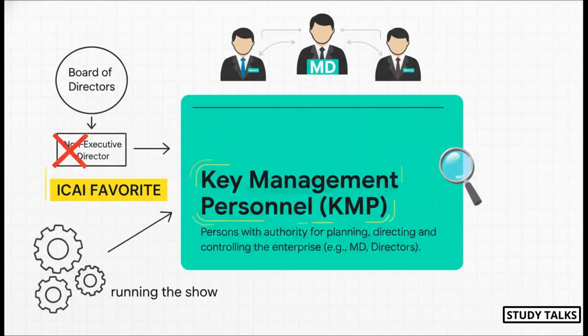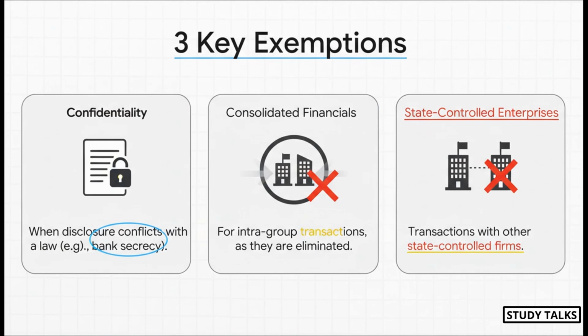Next up, KMP, or Key Management Personnel. So, who are these people? Well, think of the top dogs, the managing director, the CEO, the whole-time directors, the people who actually plan, direct, and control what the company does day to day. And here's another classic ICAI trip-up. A non-executive director is not automatically a KMP. They have to actually have that hands-on authority. Now, there are a few situations where you actually get a pass on these disclosures.